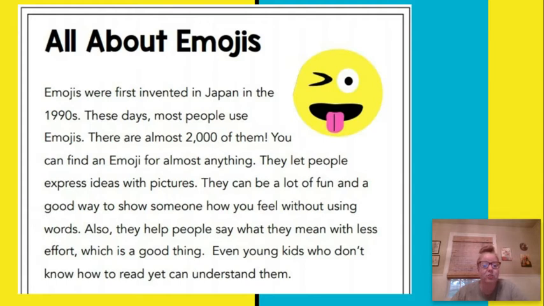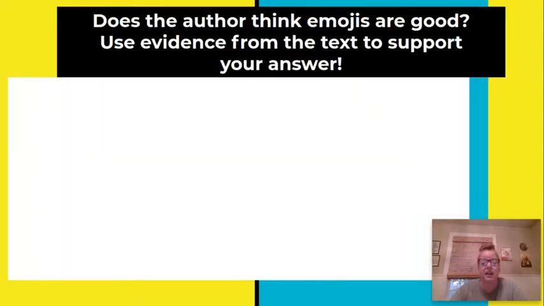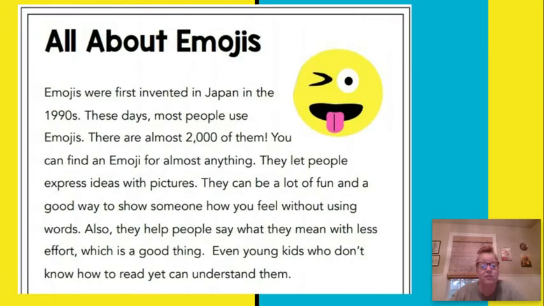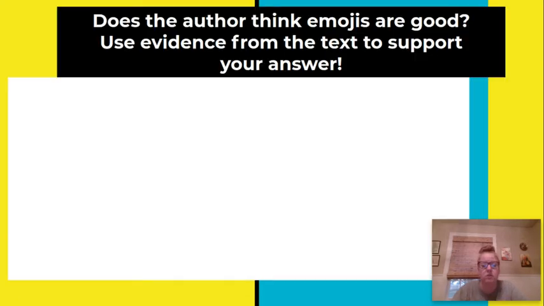So that little story is about emojis. And if we were to be asked a short answer question about this passage, it might be something like this. Does the author think emojis are good? Use evidence from the text to support your answer. Now, for this, we may have to go back into the story. We may have to reread parts of it. We may have to make little notes on a paper just so that we know what exact words we want to use.